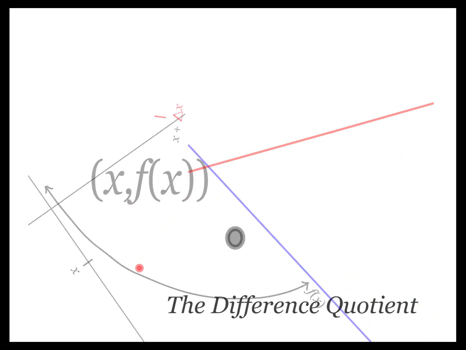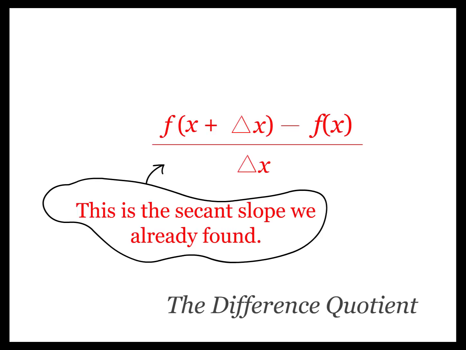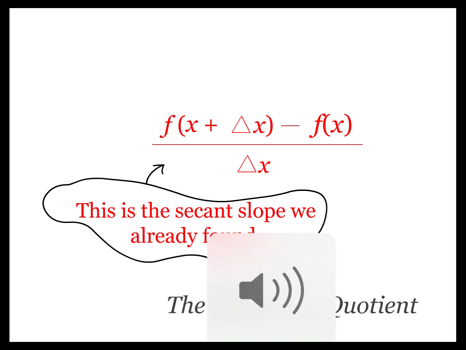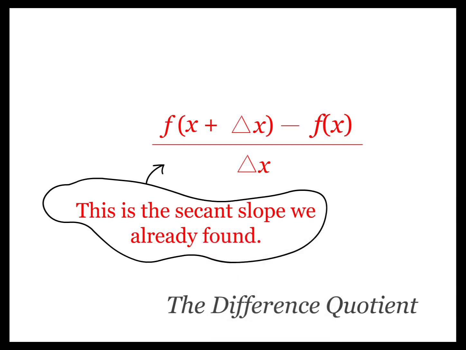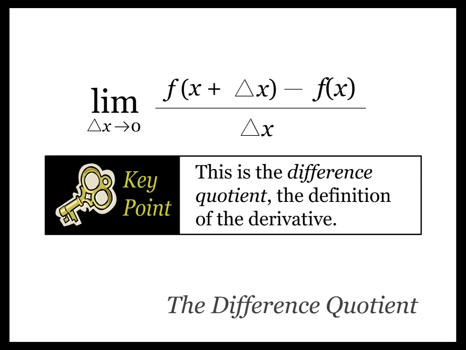We want delta x to be as small as possible. So therefore I need to make a small adjustment to my secant slope. Remember, that was f of x plus delta x minus f of x all over delta x. But we want to specifically say that that delta x needs to be as small as possible so those lines basically overlap. And to do that, we'll use a limit. All we do is add in the limit as delta x goes to 0. In other words, I want delta x to become so small, it's almost 0. It can't be 0 because then I would have 0 in the denominator of the fraction. That's why I have to use a limit. And I say, get that delta x as small as possible. This is the difference quotient. It is the mathematical definition of the derivative.